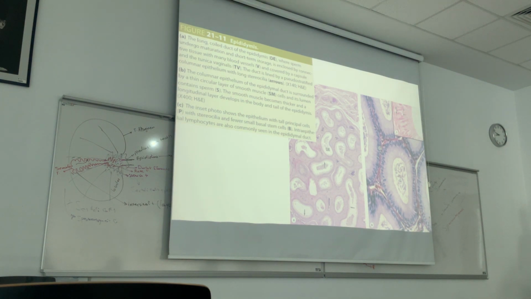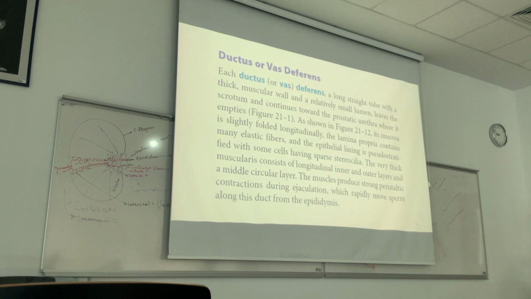How can you differentiate the epididymis from seminiferous tubules? How can you understand this is a section from the epididymis, not a seminiferous tubule? Look here, we have the nuclei of cells only in the basement part. Here we don't have nuclei. Sperms are completely separate from the epithelial cells. And also here we have stereocilia on the epithelial cells. And here we can see the principal cells and basal cells.